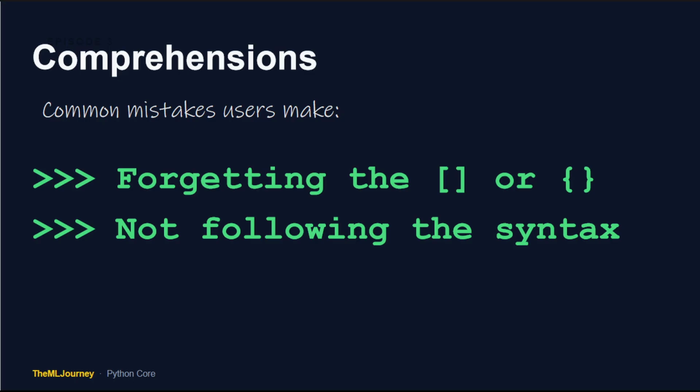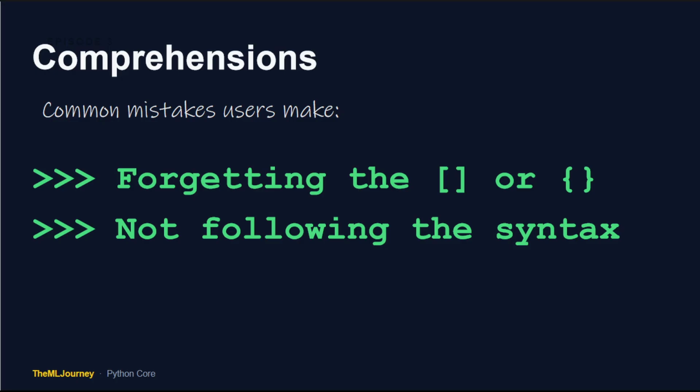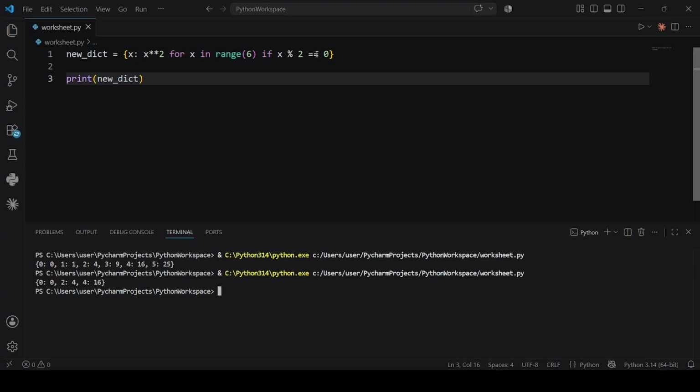So some common mistakes that users make, they forget the brackets or braces. So they may type everything out without the braces or brackets. Forgetting that it's the braces that qualify that comprehension as a dictionary comprehension and the brackets that qualify it as a list comprehension. You could also mix everything up, putting the conditions in front, putting the expressions behind. So take note of the syntax.